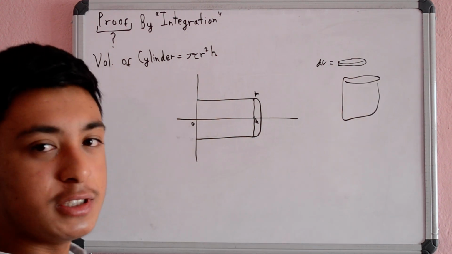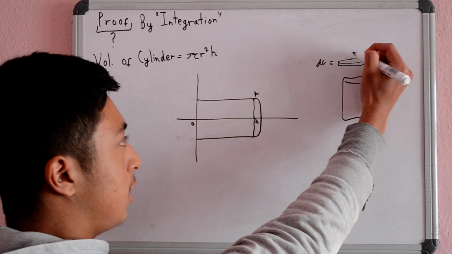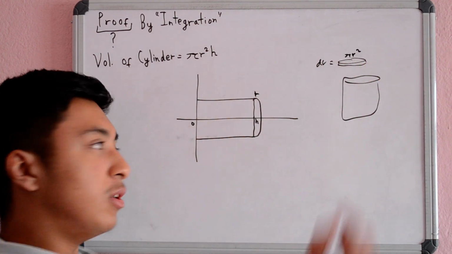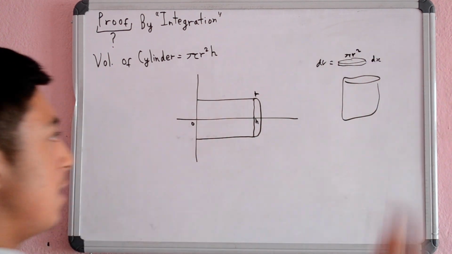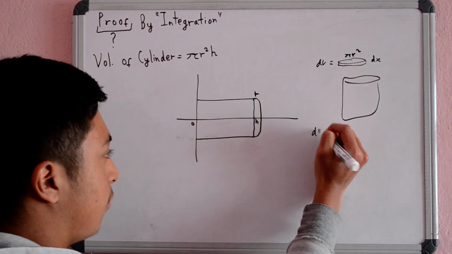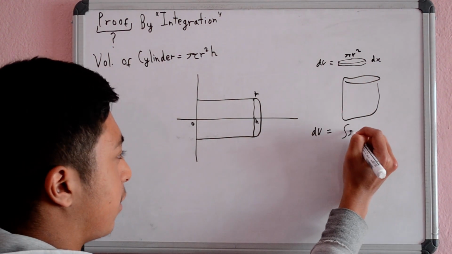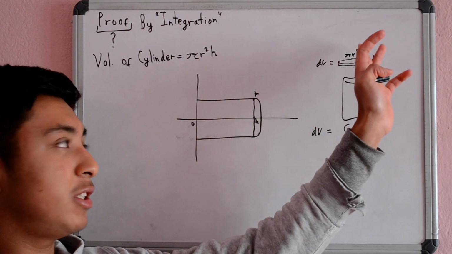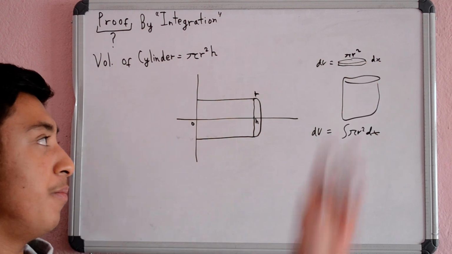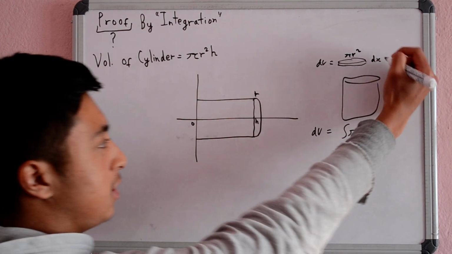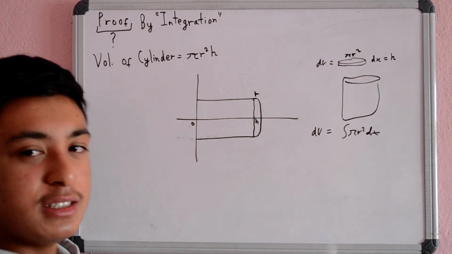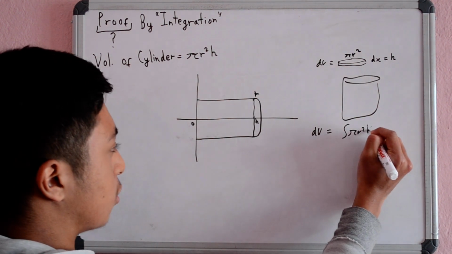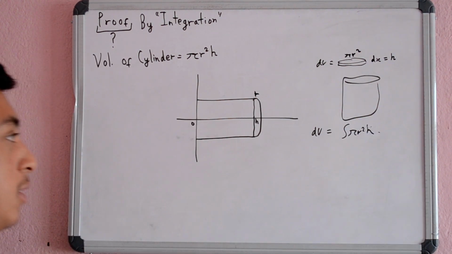Because even if you say that it's so small that the base area is pi r square and this length is only dx, and then you say that the volume is integration of pi r square dx, technically you have just found the volume of the cylinder, because this is the height of the cylinder. So in fact you do get pi r square h generally.